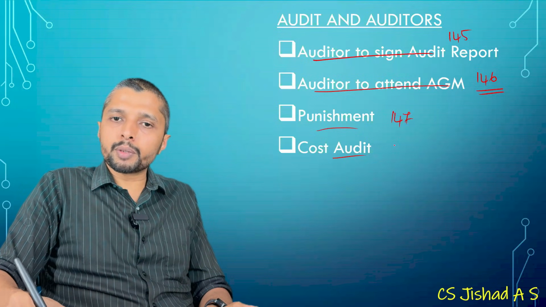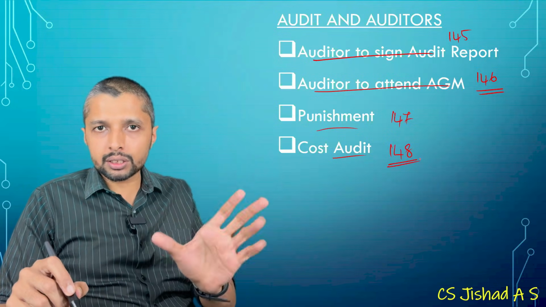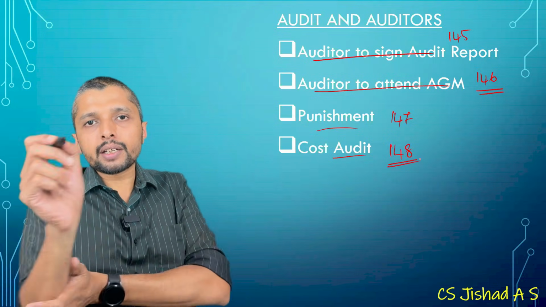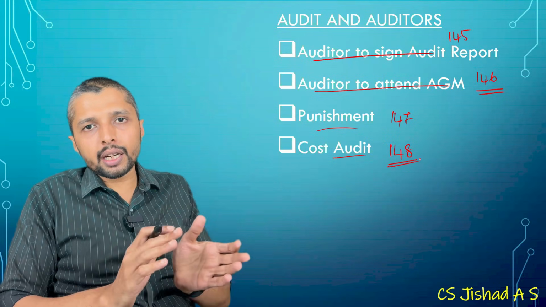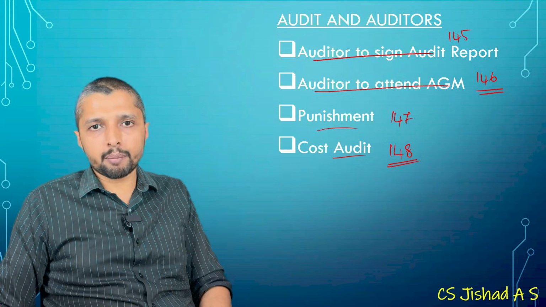The provision with respect to cost audit is specified in section 148. Regulated industries, 6 industries are there. Non-regulated, 33 industries are there. Depending upon certain provisions, cost records and cost audit provisions will be applicable.